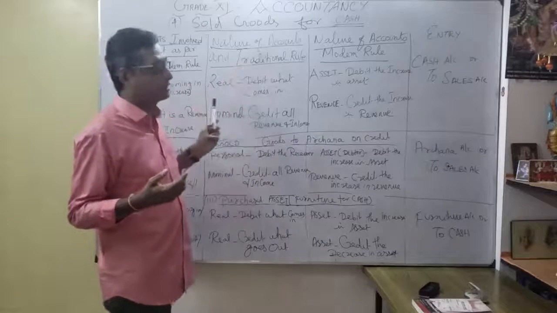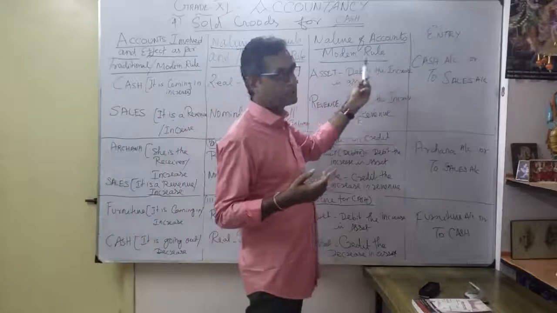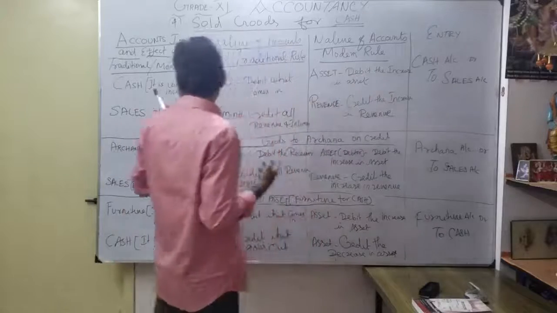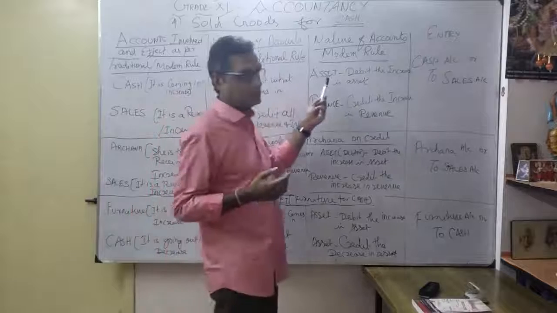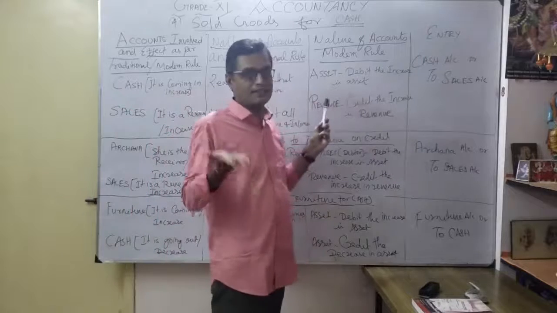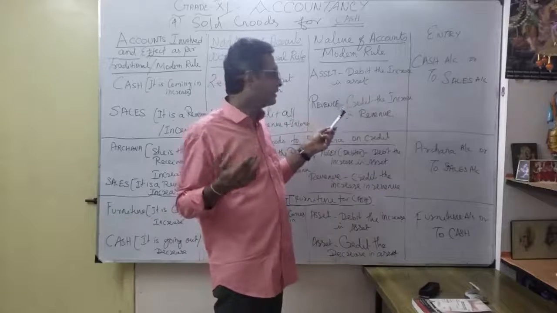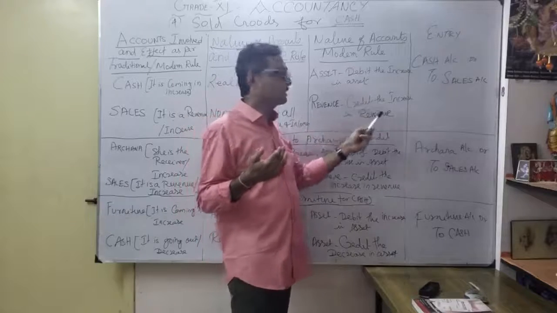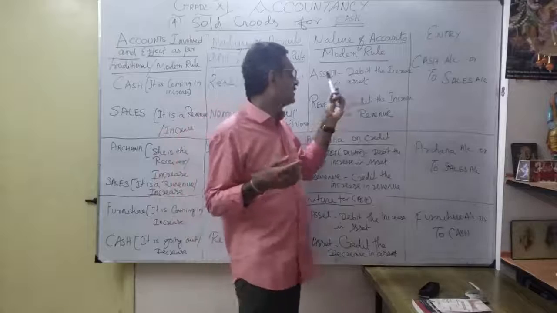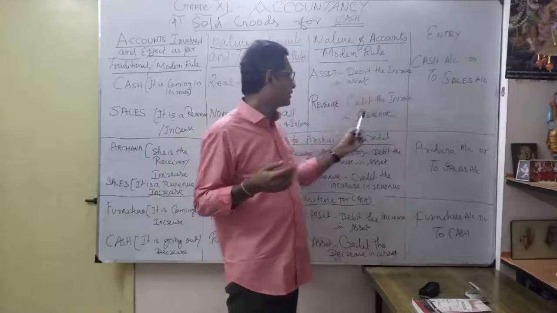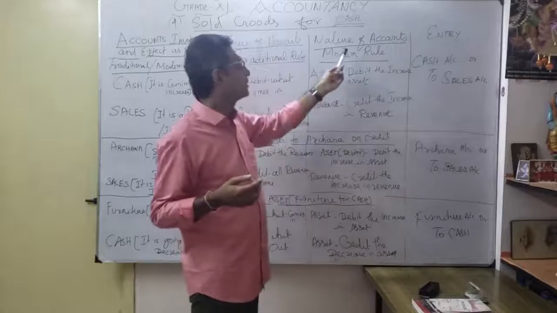It's the nature of account. Here, as the nature of account under modern rule, what is that? As an asset, cash as an asset. So naturally, debit the increase in asset. Okay, our cash is increased, then revenue. So it's coming under credit, the increase in revenue. Revenue also increased here. Asset also increases, revenue also increases. Correct, according to our modern rule.